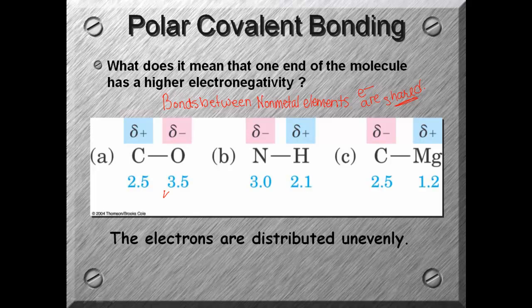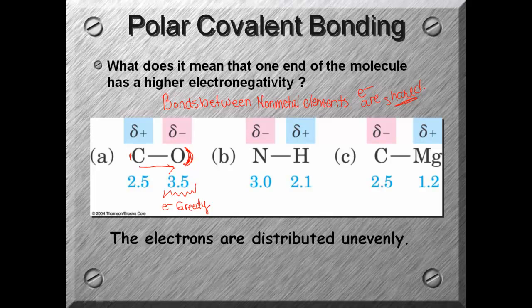What this means is that oxygen is electron greedy. It will keep the electrons towards its side of the molecule more often. So the electrons are drawn this way, and if the electrons stay over here more often, this side will become partially negative, and the carbon loses, so it will be partially positive.